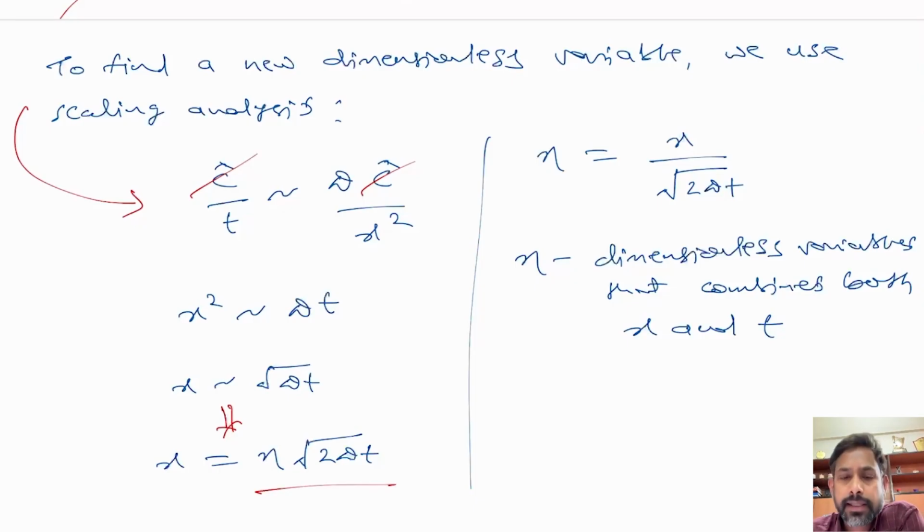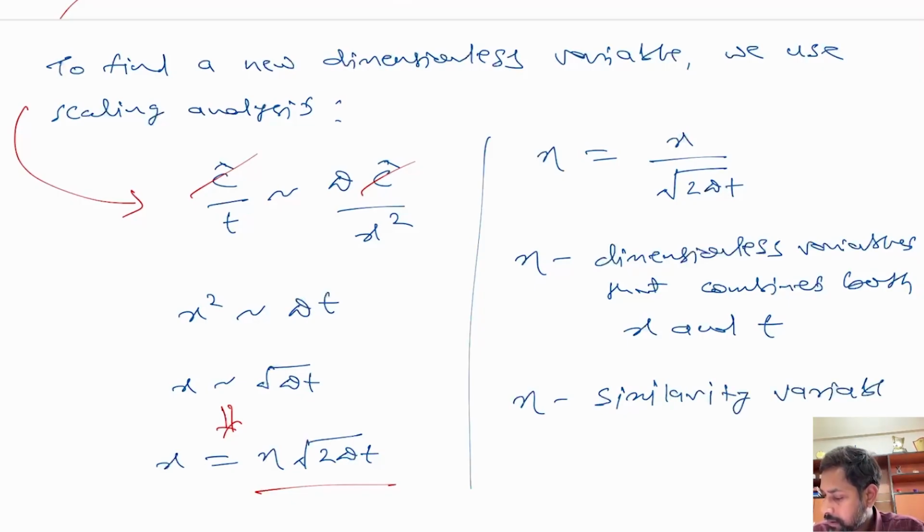And now because eta is something we want to define, this factor of 2 that we have included in the square root is just for some mathematical simplification, which will become clear in the coming derivations, and that does not really affect our dimensions. So we simply add it for simplification. Okay, so here we have defined eta, which is also known as a similarity variable.